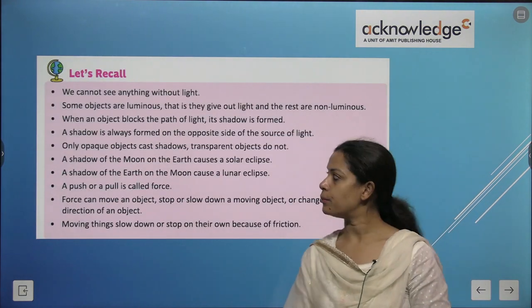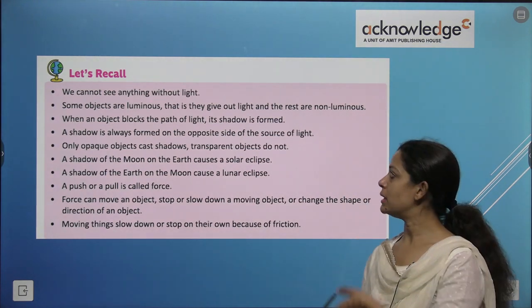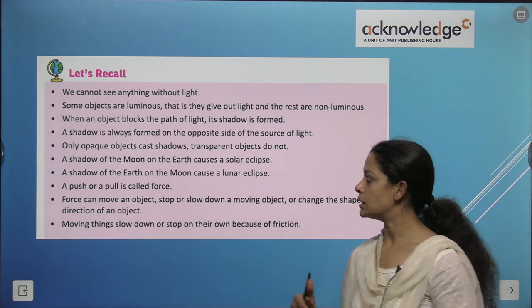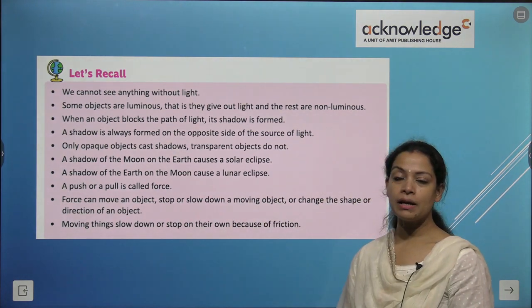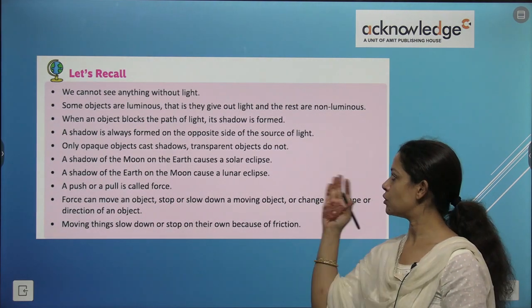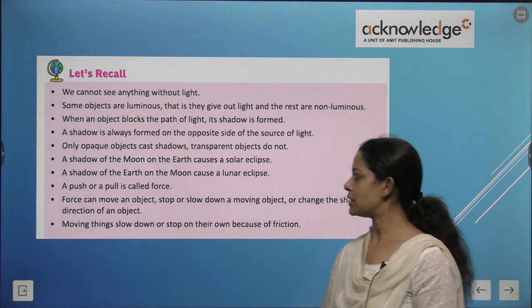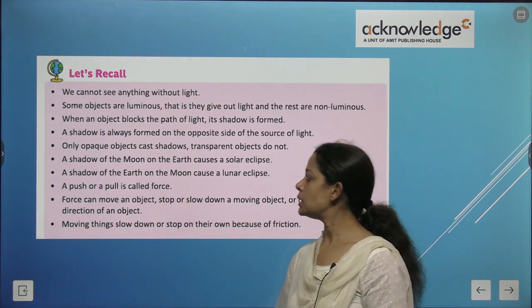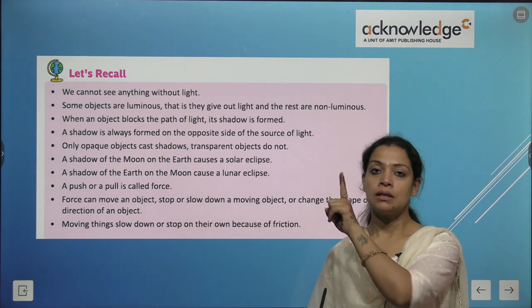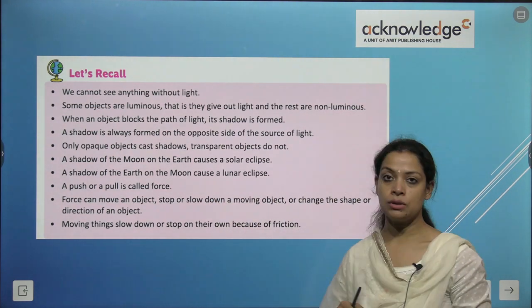Now let's recall some points. We cannot see anything without light. Some objects are luminous while some are non-luminous. Luminous जो light produce करता है, non-luminous which do not. Then objects block the path of light and it makes shadow out of it. The shadow is always formed on the opposite direction of the source of light. Only opaque objects can make shadow and not the transparent objects. A shadow of the moon on the earth causes a solar eclipse. Shadow of the moon on the earth, solar eclipse form करता है. Shadow of earth on the moon creates lunar eclipse.